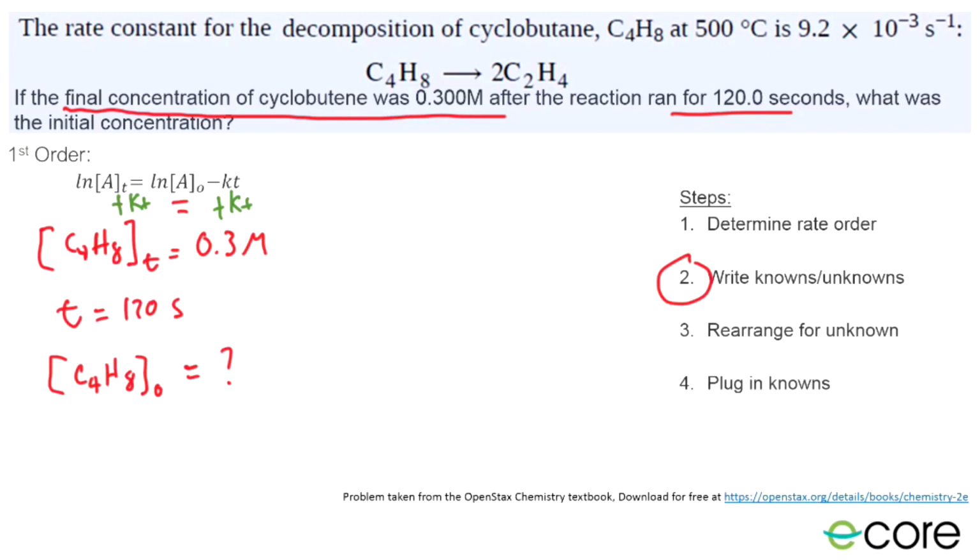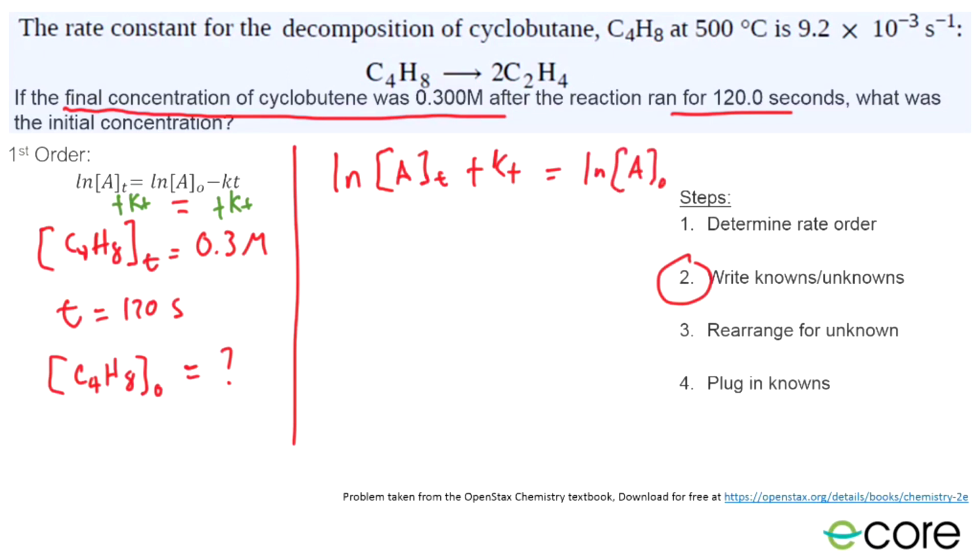Go back to red now. And we'll get ln of A at time t plus kt equals ln of A initial. So we're starting to isolate that initial concentration. Now, here's a really important step. To get rid of the natural log, we have to do its opposite. Its opposite turns out to be e, the e on your calculator that stands for exponential. And so what I have to do is e raised to both sides to get rid of the logs.